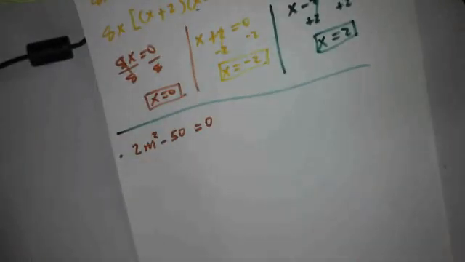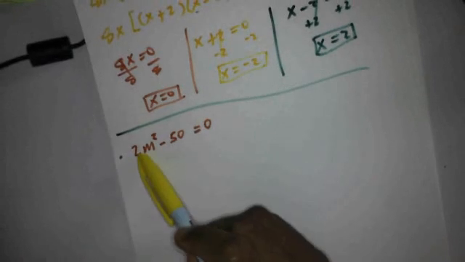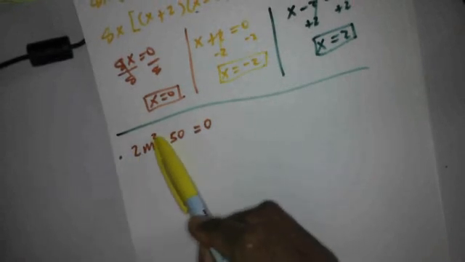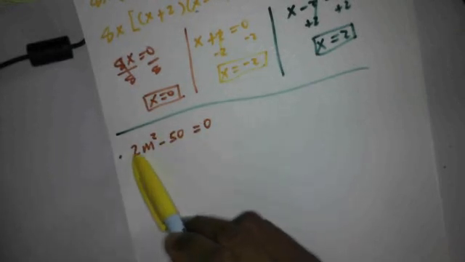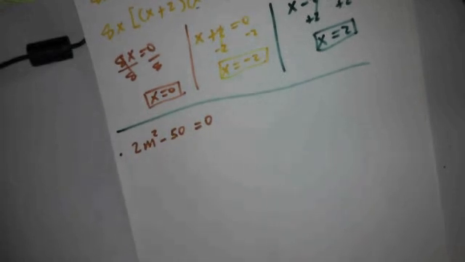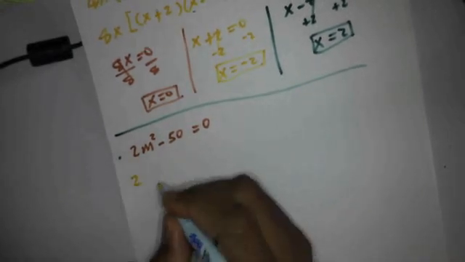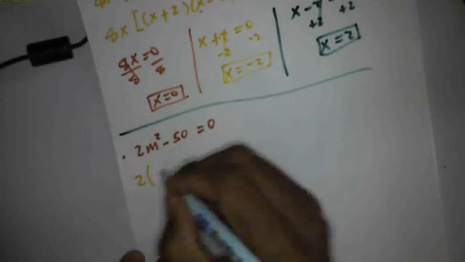Now again, this one, if you look at it, 2 is not a squared number. m squared is a squared term. 50 is also not a squared number. But 2 is common to itself and is common to 50. So we could factor out a 2. That is our greatest common factor. Then we have our parentheses.